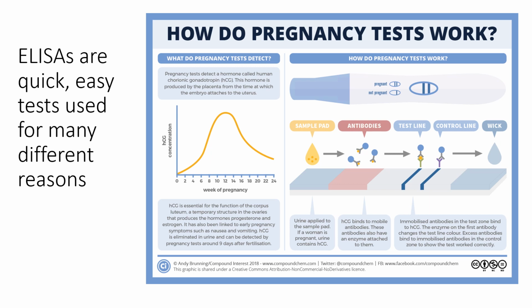ELISAs are used all the time. You maybe have even taken one. If you've ever used a pregnancy test, this is what it's looking for. Not at this time, it's not looking for a virus. This is not something for illness, but a pregnancy test is looking for human chorionic gonadotropin, HCG. Human chorionic gonadotropin is something that is made by the placenta, initially in the first stages of pregnancy.